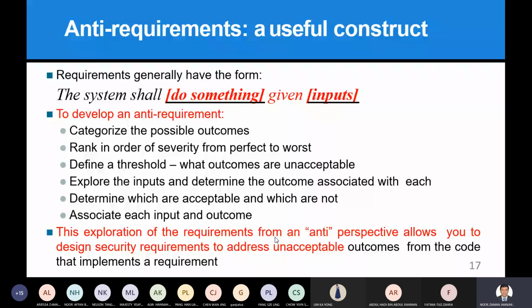Now, anti-requirements as a useful construct. We have to think about that as well. Requirements generally have the form: the system should do something for any input or activity. But we have to think about the anti-requirements as well. We need to categorize the possible outcomes and rank them in order of severity, from the best to the worst.